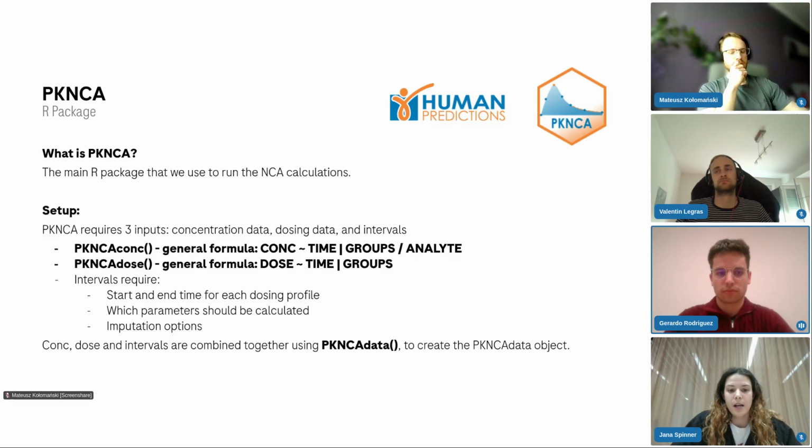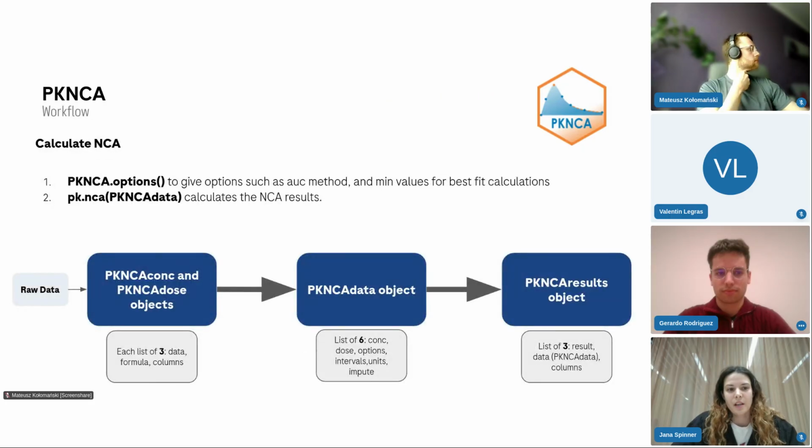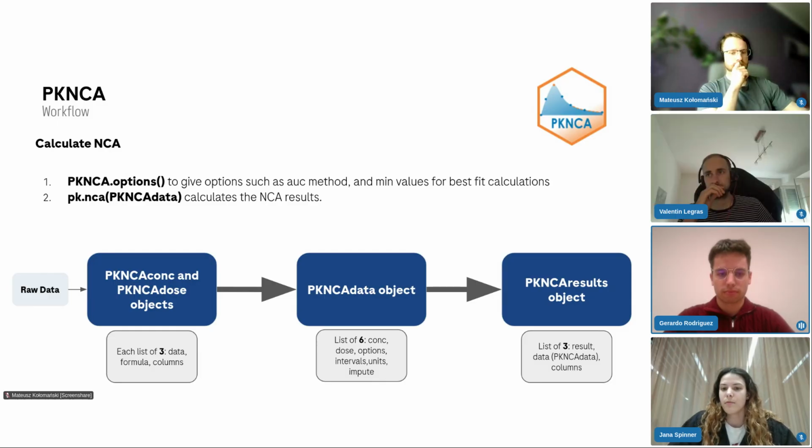These are then combined together using a PKNCA data function to create this PKNCA data object. After you've done that, you calculate the NCA. You can set your options, such as the method and the minimum values for best fit calculations. And it's a very simple function, pk.nca, which then calculates the NCA results. So there's a summary here of the steps. First, you create your concentration and dose objects, then you create your data object, and after you've run the calculation, you get this PKNCA results object.